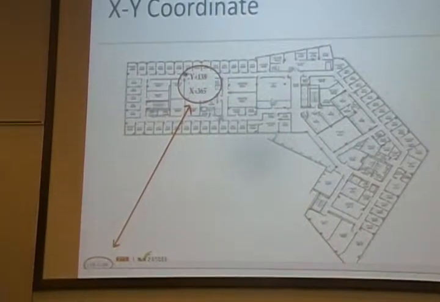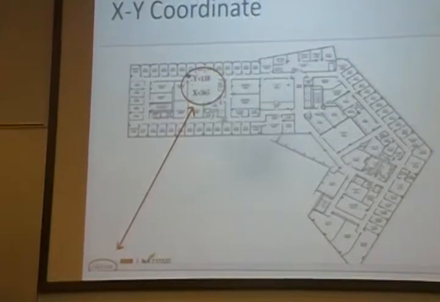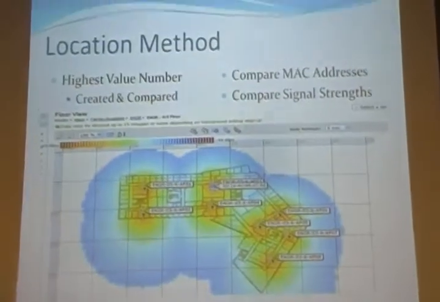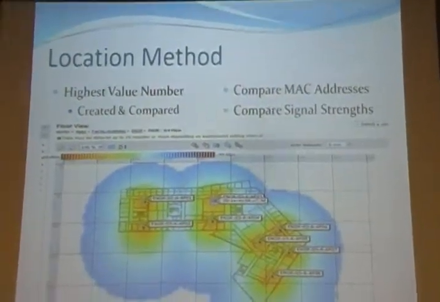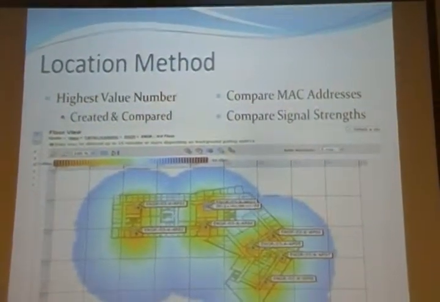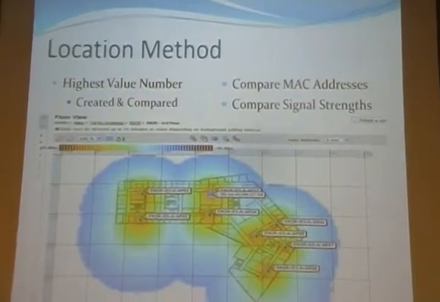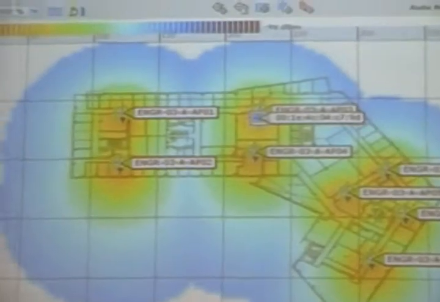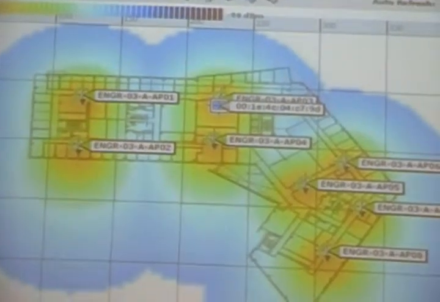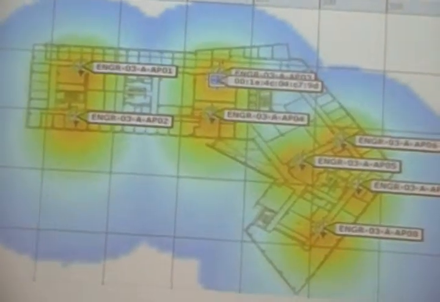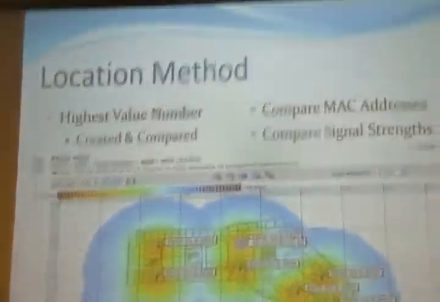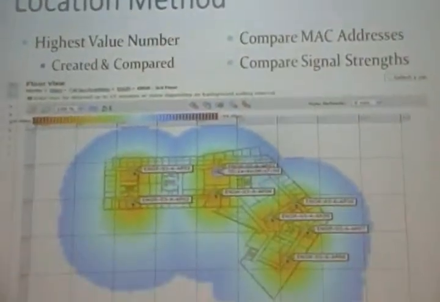The other is what we call the highest value number. This number we consider essential for our locating. It is created by searching the database for the three highest MAC addresses with the highest signal strengths. Those MAC addresses are assigned numbers, which are put together into a single number, and that's the highest value number. That number is then input and compared.